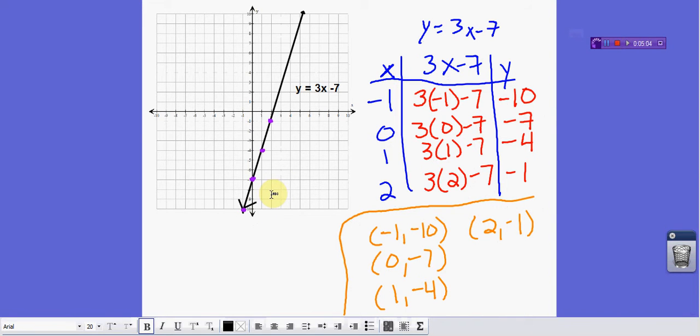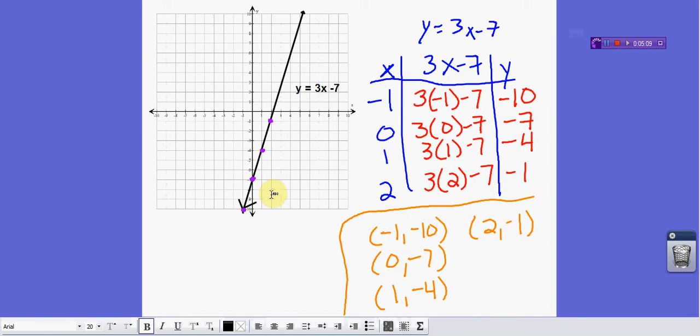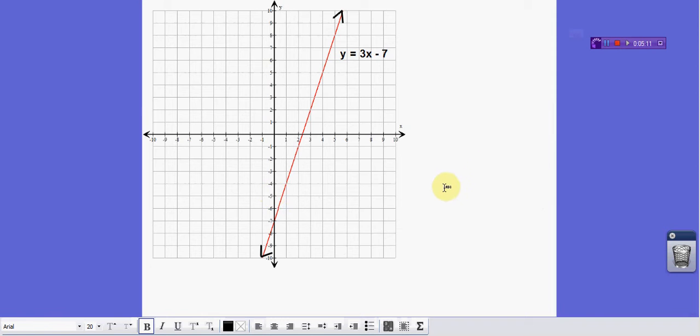Alright. This next slide is the same graph that we just made. If you look, same one. Okay, so we can skip this. We'll go to the next one.